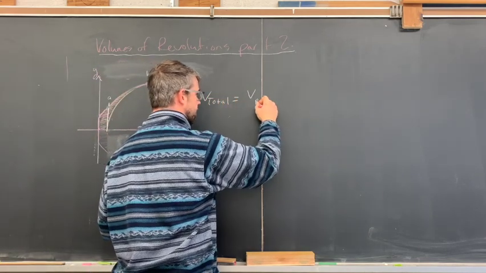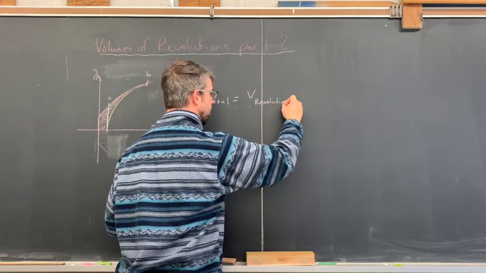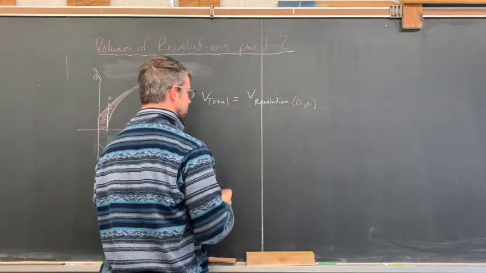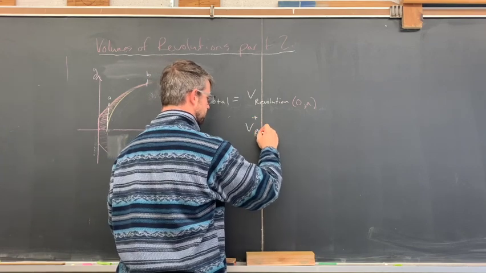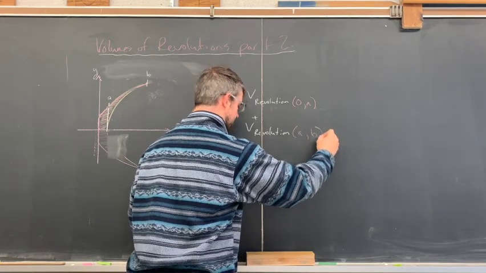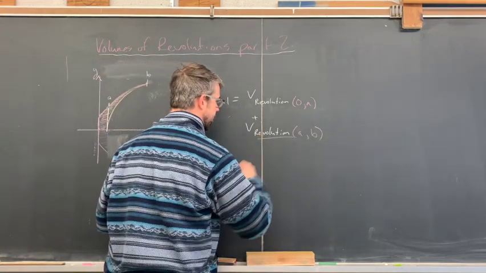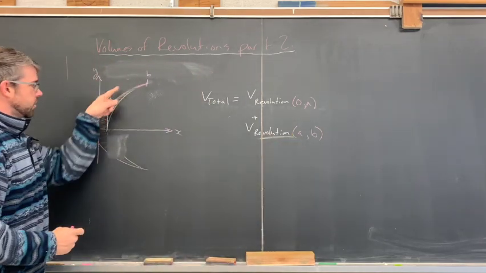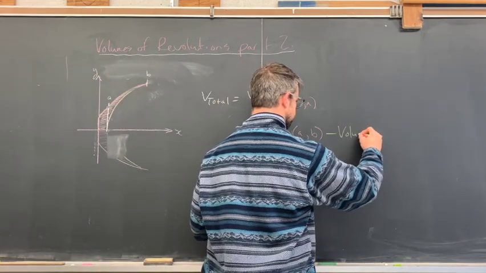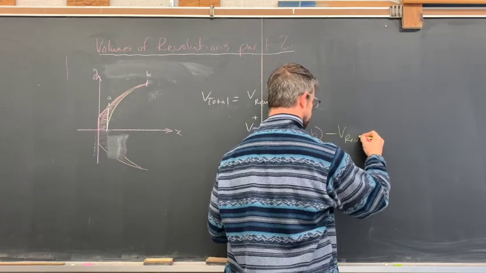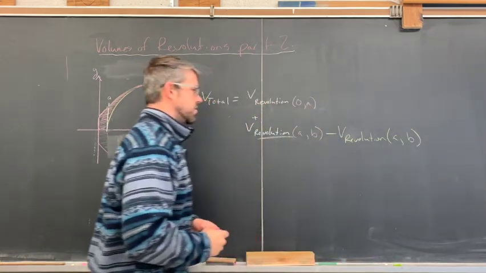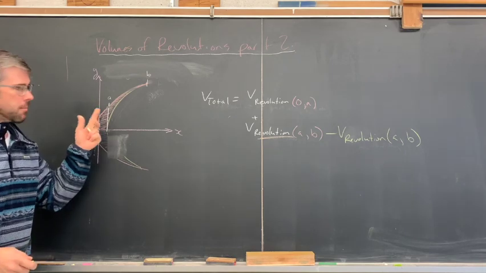My total volume is going to be the volume of the revolution of just the red curve from 0 to A, plus my volume of the revolution from A to B of both the red curve and the green curve. And so I'll have to do the red curve minus the green curve. So I'll have to subtract the volume of the revolution on those same intervals. So this breaks the problem up into two pieces.